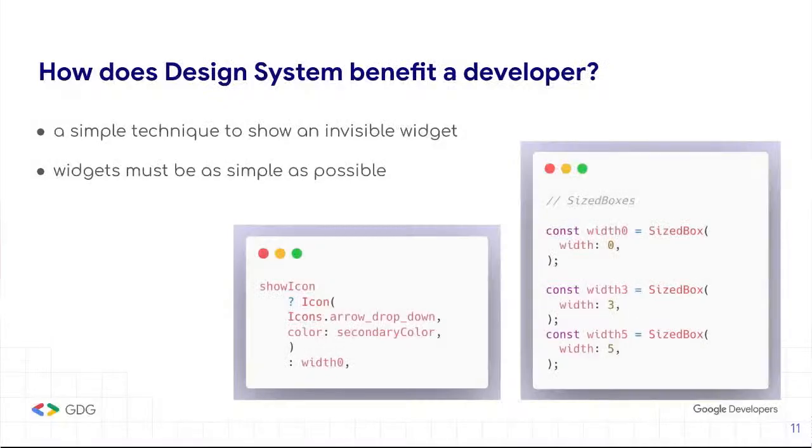So how you can do that is, this is my widgets.dart file, and here I'm going to use a sized box with width 0, and this constant I'm going to call it width 0, so that when I read it, not just me, if any other developer reads it, he or she will know that it's a width with 0 width. And when they see width 3, they will know it's a width with 3, and then width 5.